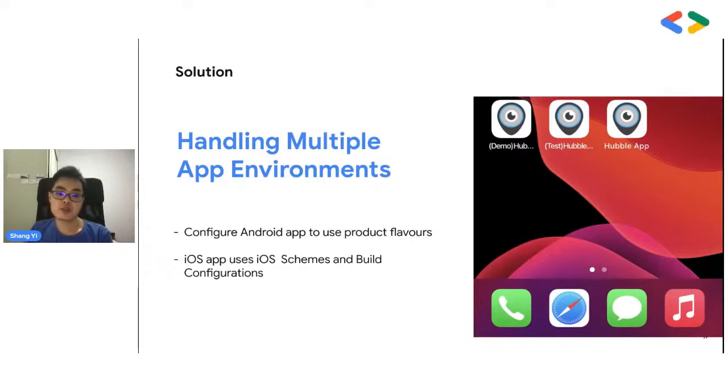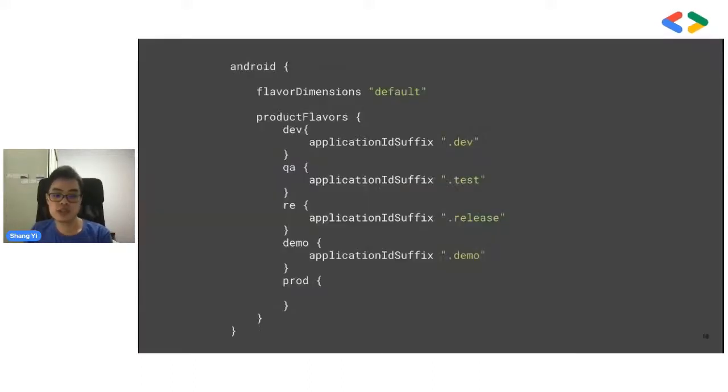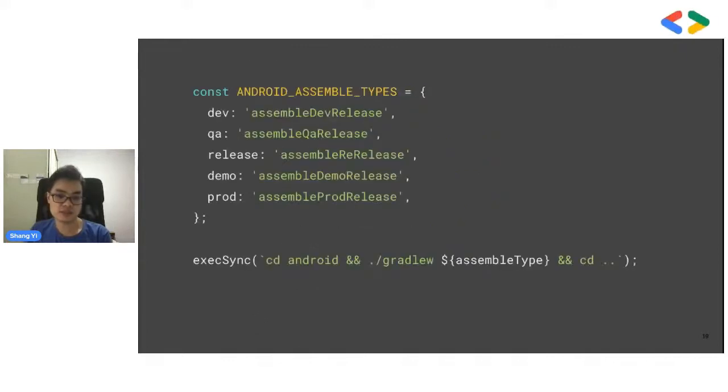So what we do is that we don't want to hard code these values and then have to keep changing them all the time. So we just use Android product flavors to help with that. We apply an application ID suffix. And so now it's com.example.dev or com.example.test, like this.